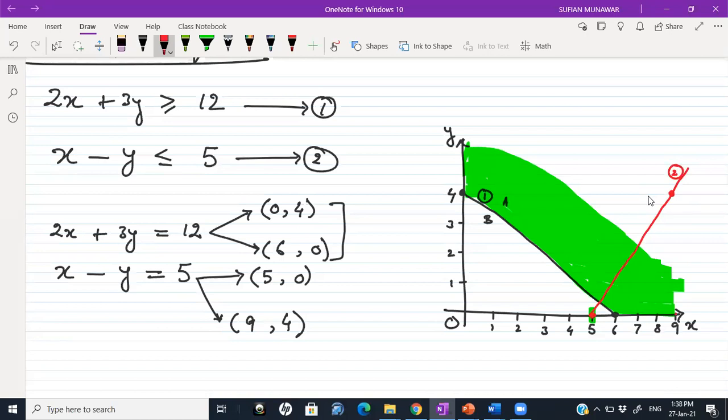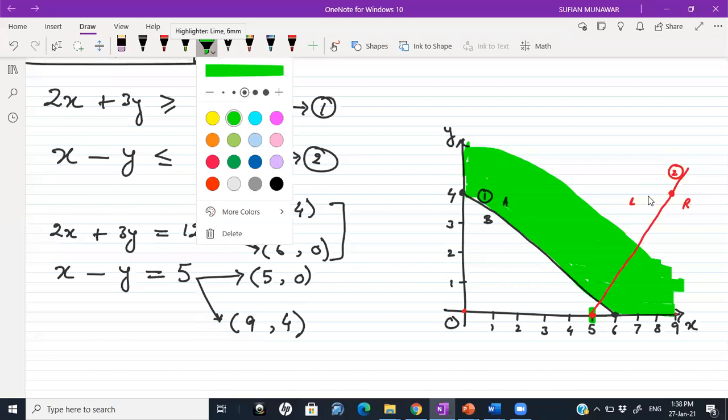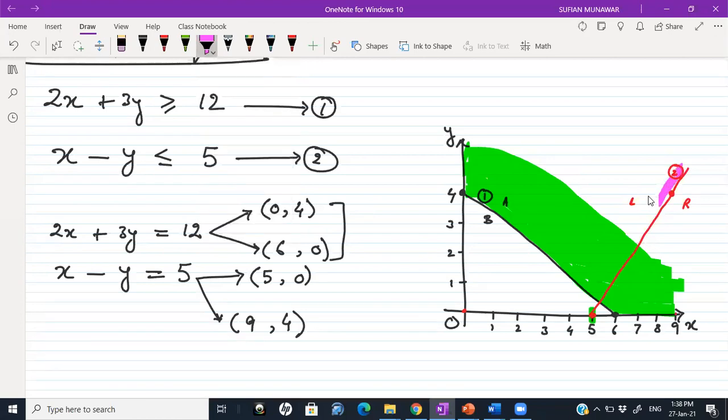Okay, now the area to the left or right? Left. Are you sure? Yes, to the left, because if you put 0, 0 here, it satisfies the inequality. So this point 0, 0, which is on the left, satisfies the inequality. Now let us shade the true area that we have, the area to the left.